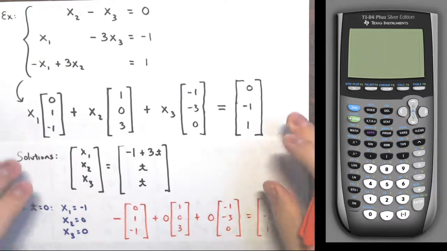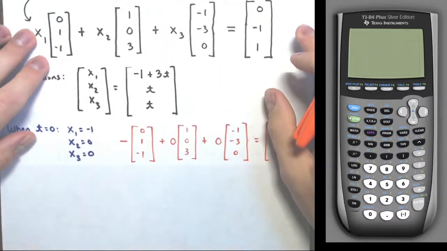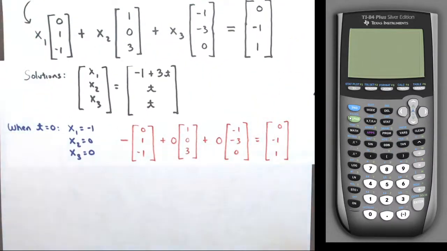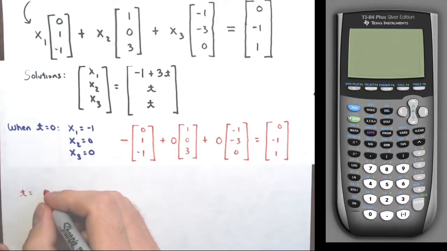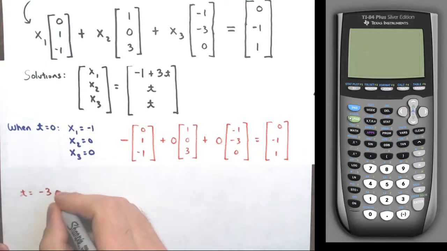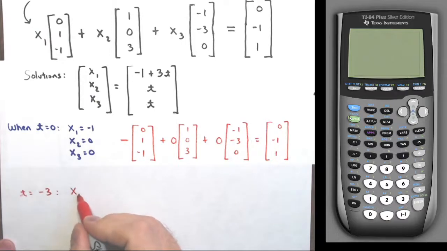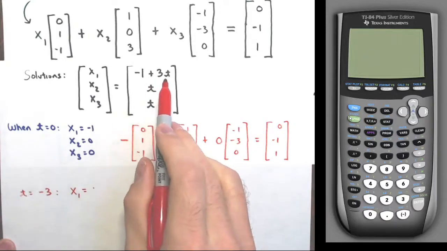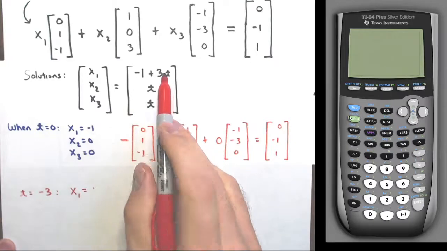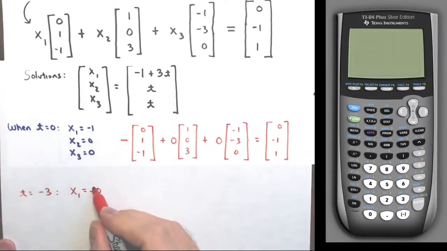But you can do anything you want. Just replace t with any number you wish. What if t were, I don't know, -3? Doesn't matter, right? Let t be any real number. Well, then the weights of the linear combination x1, x2, x3, x1 would be 8. Nope, sorry. -10. -1 plus -9, so -10. x2 would be -3, and x3 would be -3.